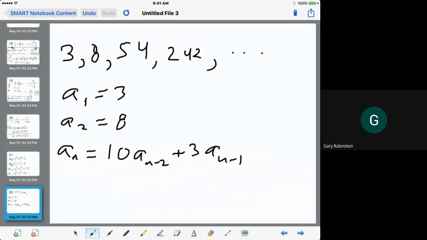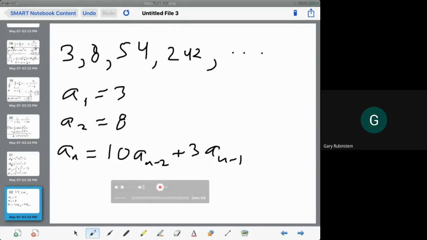And the challenge is to come up with a formula for the nth term of this sequence. And it's going to involve things being raised to powers. I'm going to stop the video now.